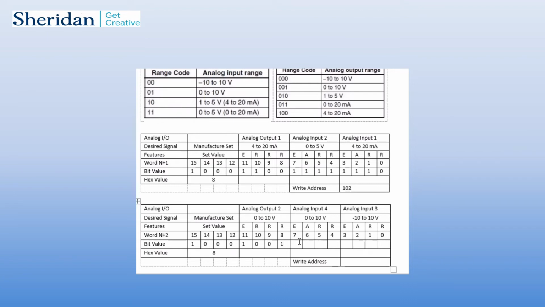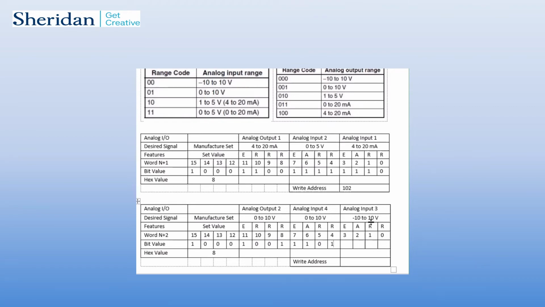So first of all, I say yes, I'm going to enable it. That means turn it on. I want it to average because I want to maintain that smooth rate. And I enter in the range code for 0 to 10, which is 0, 1.